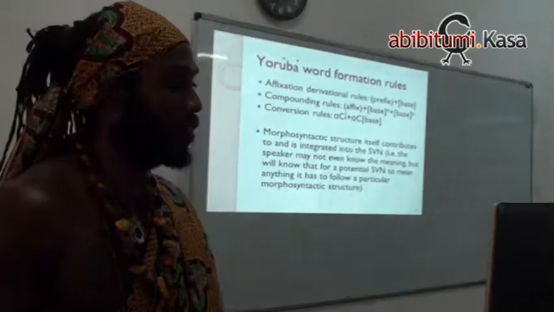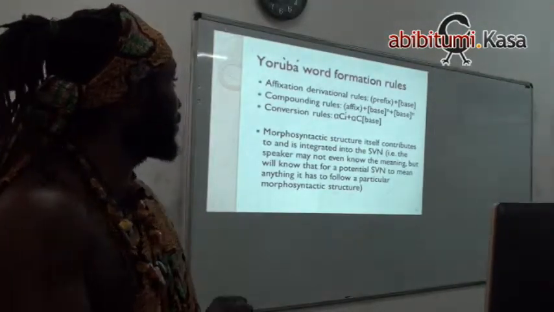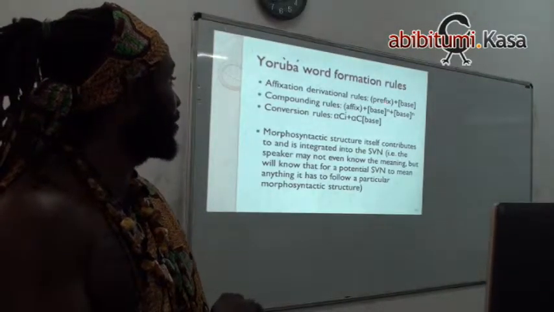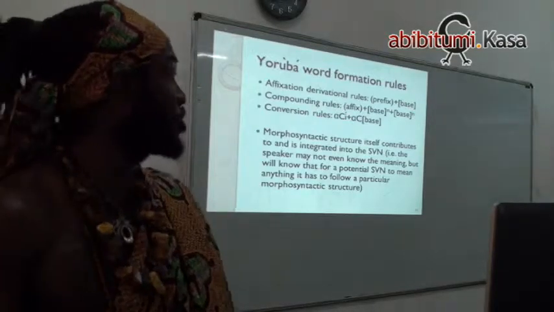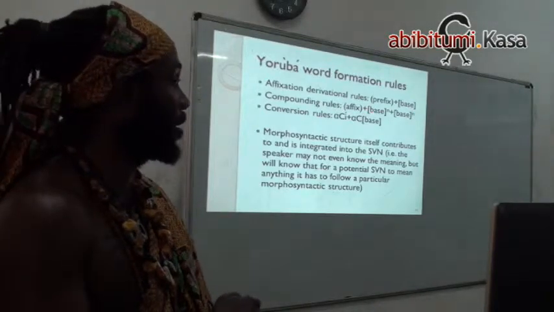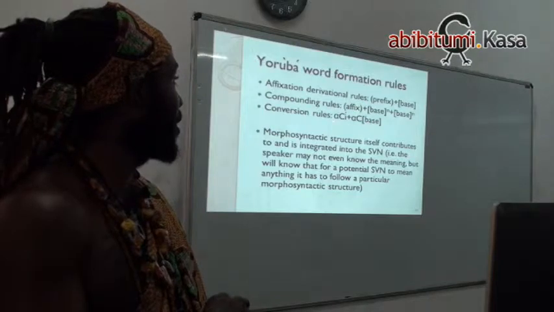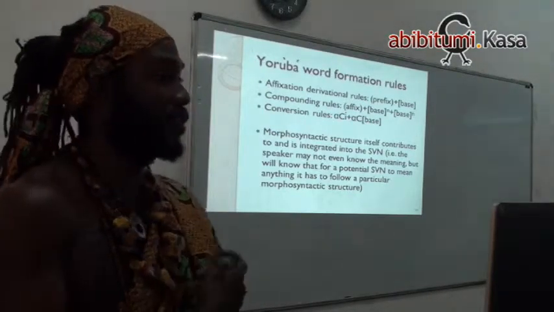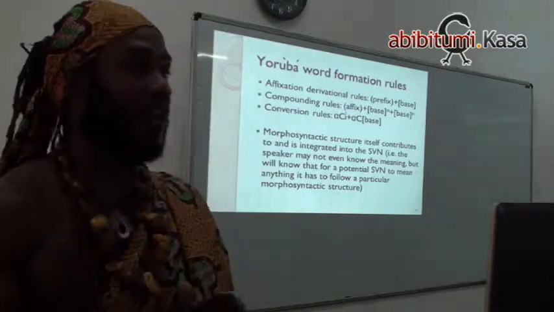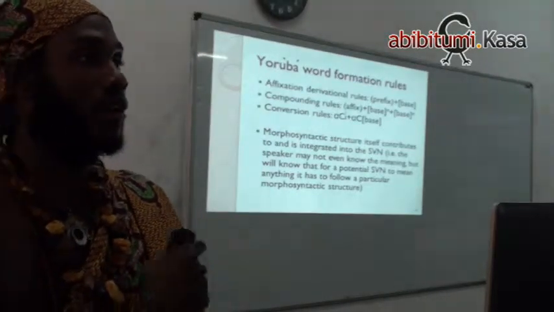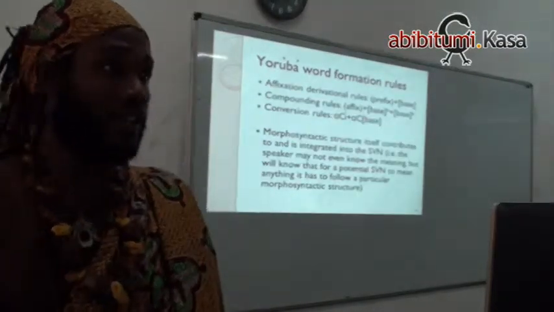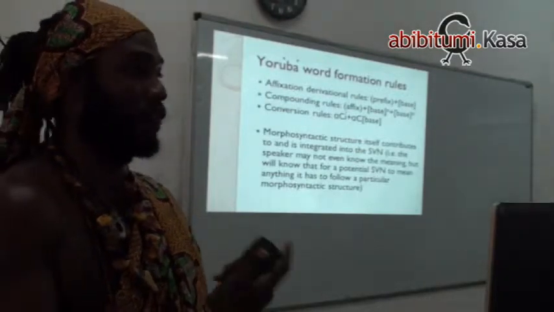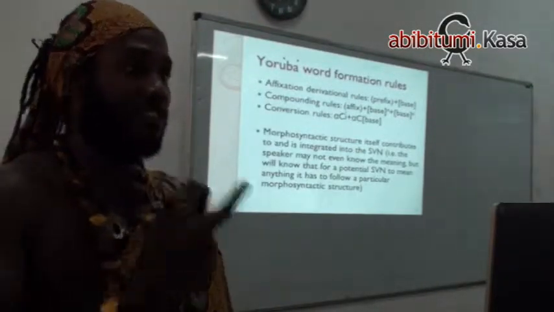Yoruba word formation rules are similar, except there's no suffix. You have the prefix and the base: affix, base N, base N. Then you have conversion rules, where you take the initial consonant of the base and extend it as the consonant onto a prefix, which is partial reduplication. So you may have something like ga, to be tall, nominalized as giga, tallness. Ra, to buy, nominalized as rira, the act of buying.